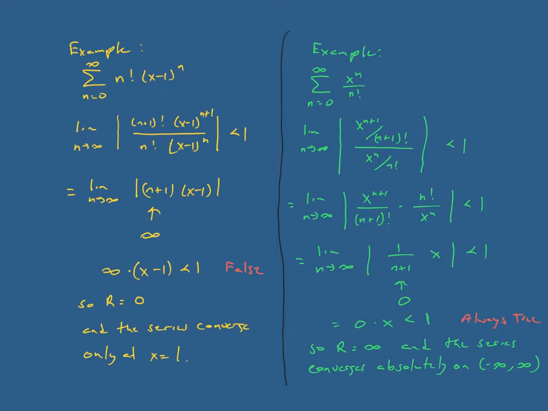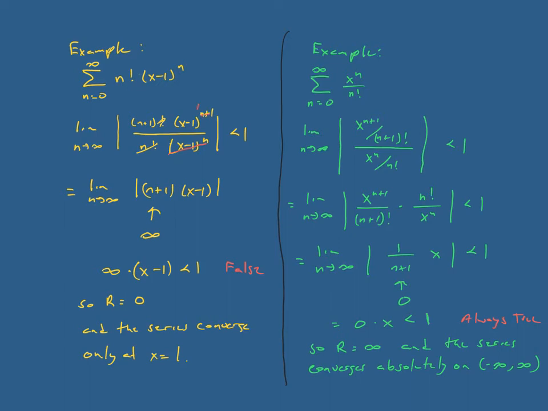So it's going to be the limit as n approaches infinity of the absolute value of n plus 1 factorial times x minus 1 to the n plus 1 over n factorial times x minus 1 to the n, and I'm going to say it's less than 1. And now what I'm going to do is reduce this. In this particular problem, n factorial will go into n plus 1 factorial, and so I'll just be left with n plus 1, and x minus 1 to the n goes into x minus 1 to the n plus 1, and it gets rid of that, so it's going to be to the first.